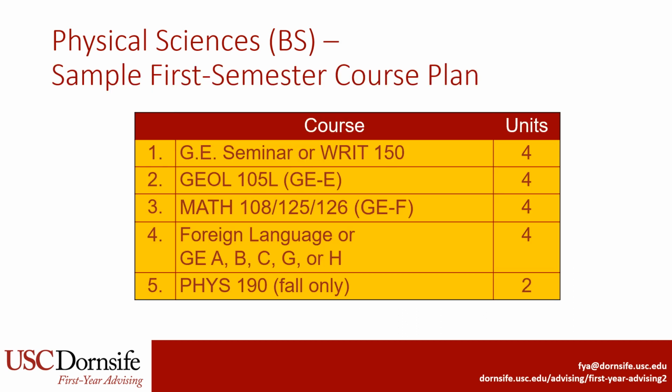This is a sample first semester course plan for students in physical sciences. Most students choose to start with geology and math. Then there are options for combining the STEM courses from math, geology, biology, and chemistry. You should talk to your advisor about your interest in starting in particular areas. Once again, Physics 190 is only offered in the fall, and we would recommend taking it in your first year to get the most out of this course.